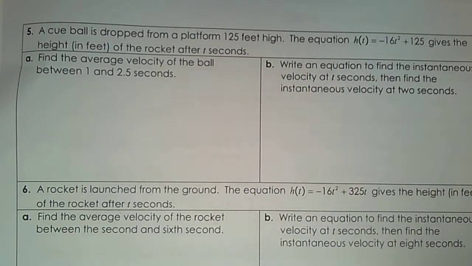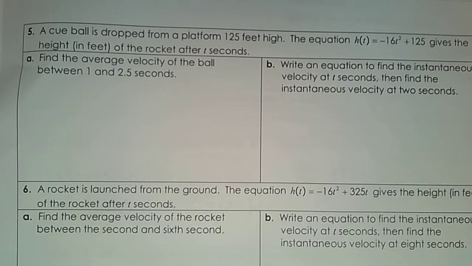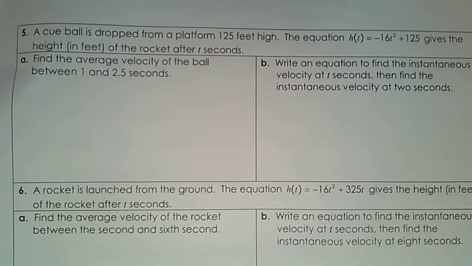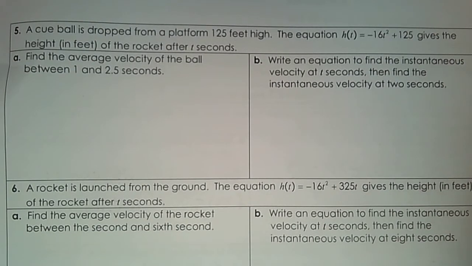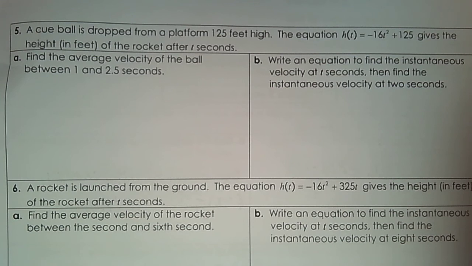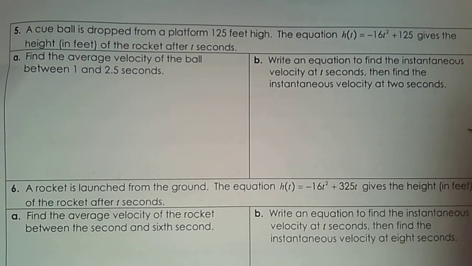A cue ball, like from playing the game of pool, compared to swimming in a pool, is dropped from a platform 125 feet high. There's an equation. H is in height, t is in seconds. And then it says the word rocket.